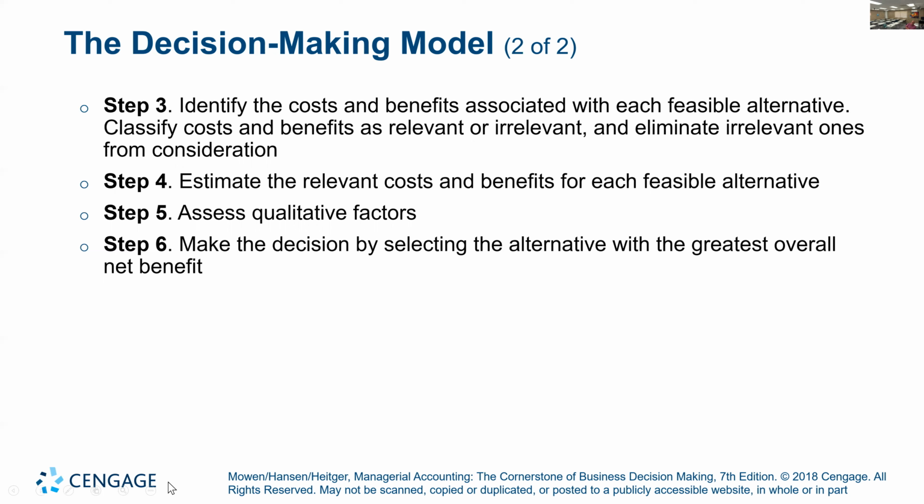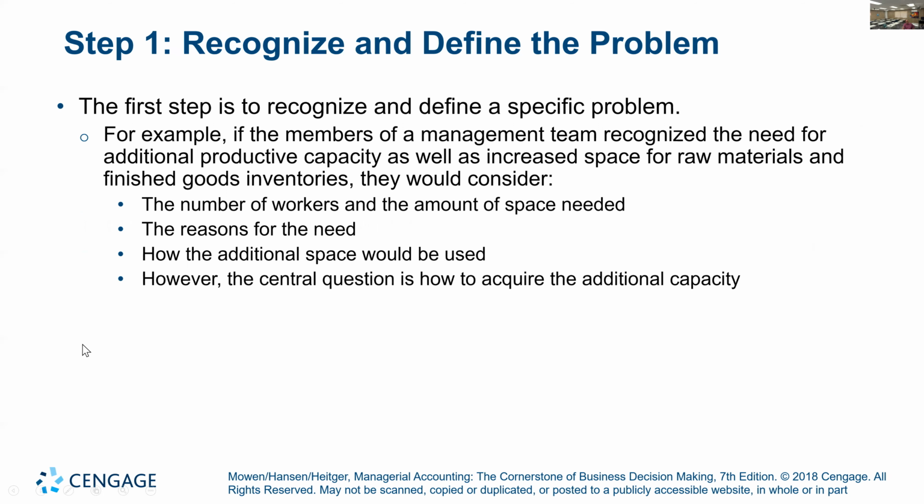Then we look at the qualitative factors, the things that aren't dealing with the numbers. Something that's important in decision making: how's it going to affect our reputation? Are we breaking any laws? Are we acting ethically? Things like that. Those are qualitative factors. And step 6, make the decision by selecting the best alternative with the greatest benefit.